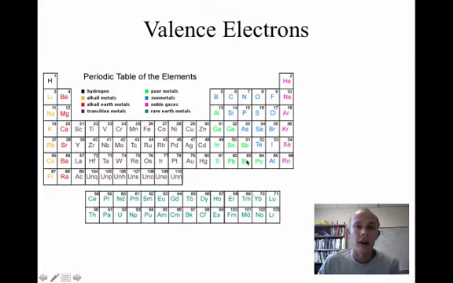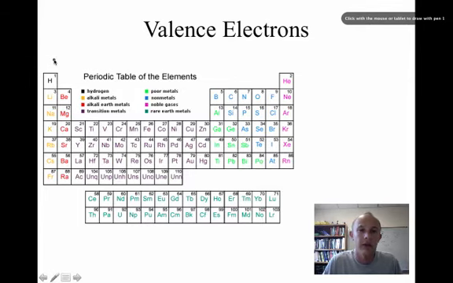In order to draw Lewis dot structures, we're going to need to be able to count valence electrons, and this is very easy to do with the help of the periodic table. You just need to determine what column you're in. If you're in the first column, you're going to have one valence electron. Hydrogen, lithium, sodium, potassium all have one valence electron. Valence electrons are the electrons that are available for bonding, and it's essentially all the electrons past your core electrons, which are the number of electrons in your previous noble gas. These all have one valence electron.